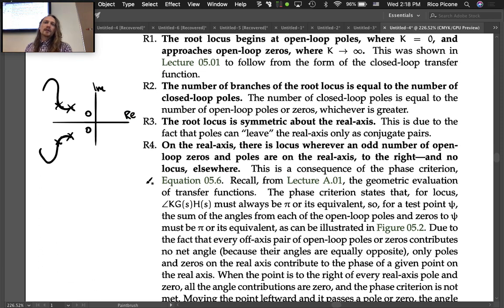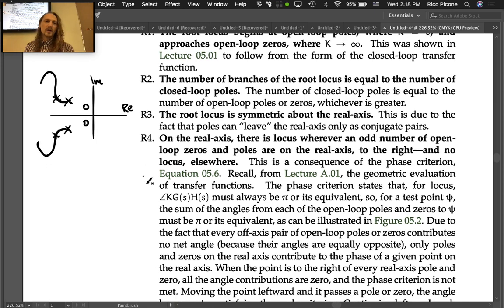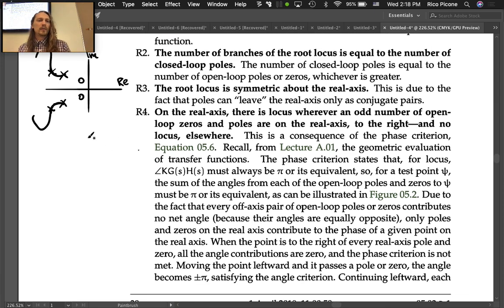Rule 4. On the real axis, there is locus wherever an odd number of open loop zeros and poles are on the real axis to the right, and no locus elsewhere. This one sounds like a mouthful, but is the easiest one, maybe, to apply. So this is a really nice place to start our sketches, and that's what we'll do in a moment. But let's take a look at what this entails.